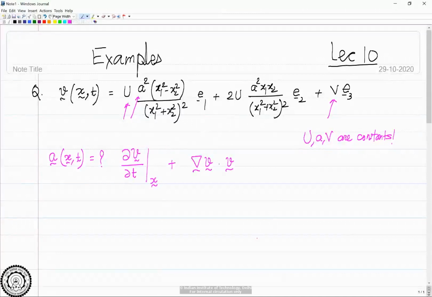But before applying this formula, can we try to understand the physics of this motion? So what do you think? It looks quite complicated. First of all, will there be some acceleration just by looking at the formula? What do you think? Does it look like there will be an acceleration?